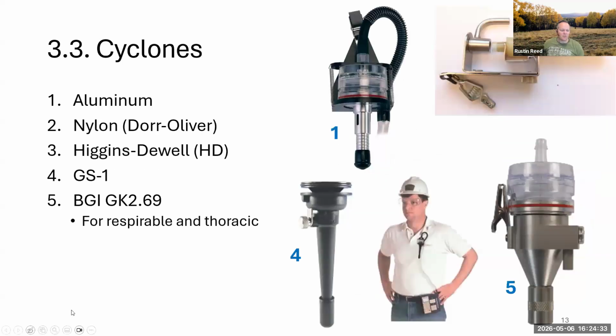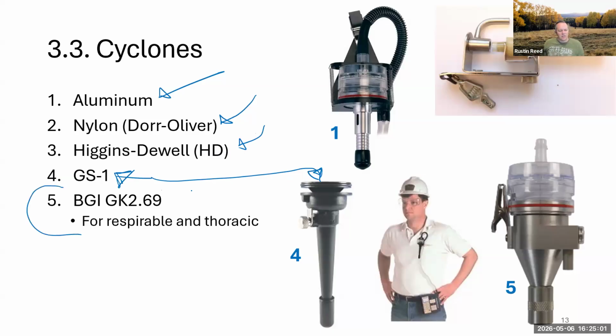There are many different types. You'll see some of these listed on the NIOSH method we'll look at. We just looked at aluminum. That's most of my experience, but these are plenty common as well. So nylon or Dorr-Oliver cyclones, the Higgins dual, the GS1, which, in my experience, I've used for diesel particulate matter, not silica or anything, so it's often used for different things. Some of these are not for silica.